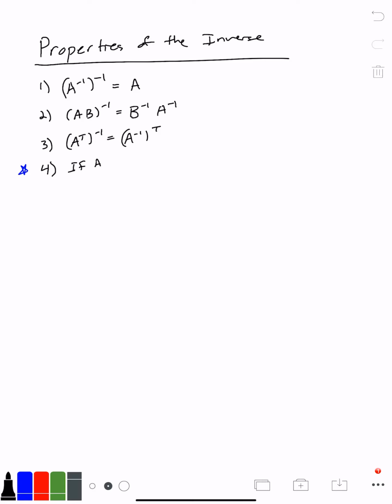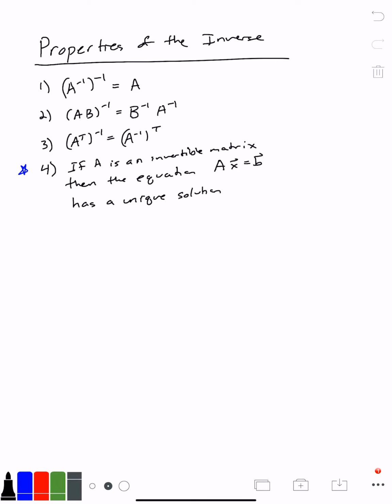If A is an invertible matrix, then the equation AX equal to B has a unique solution for every vector B, and that solution is going to be equal to A inverse times B.